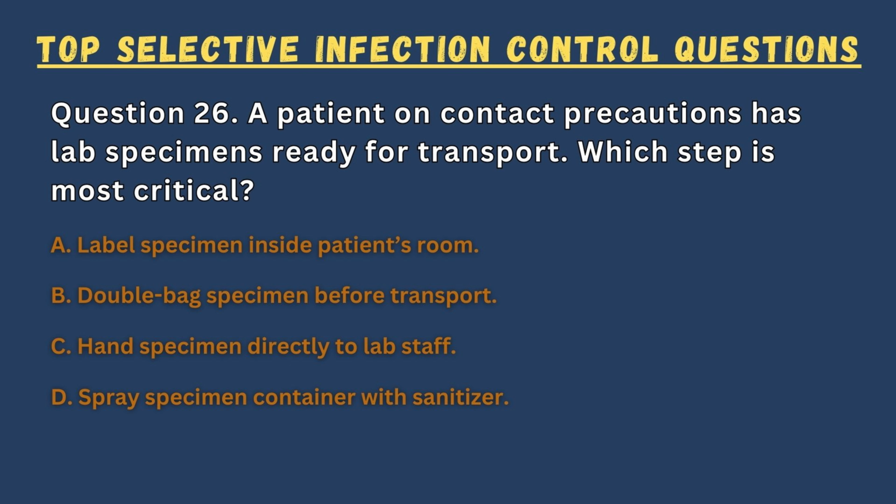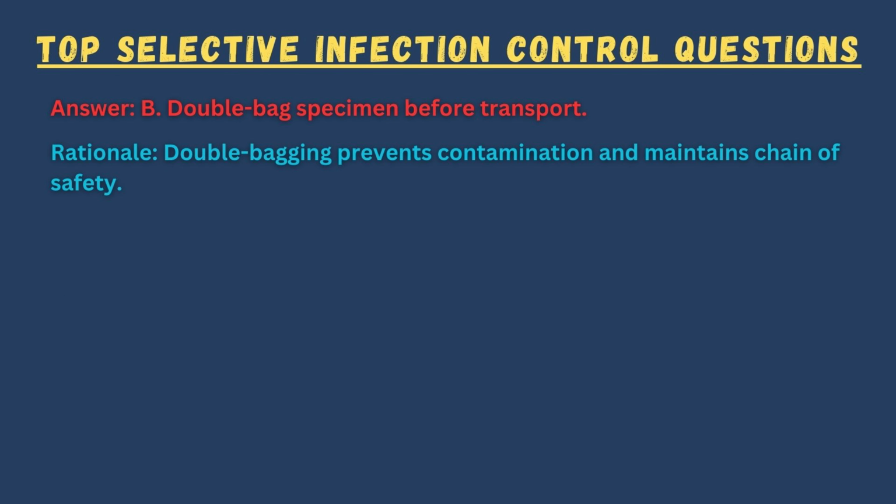D. Spray specimen container with sanitizer. Answer: B. Double bag specimen before transport. Rationale. Double bagging prevents contamination and maintains chain of safety.